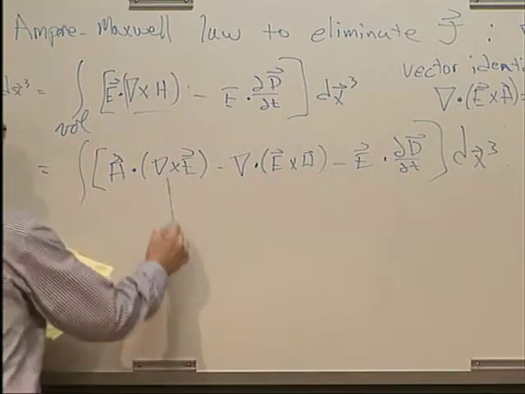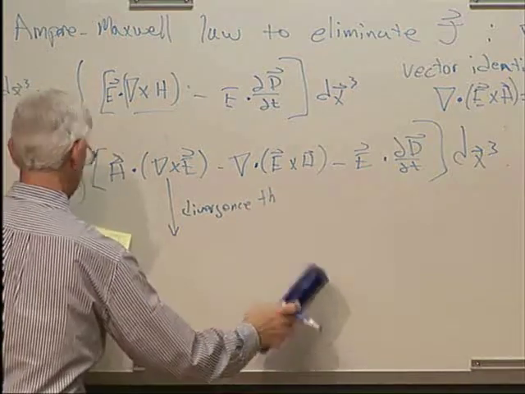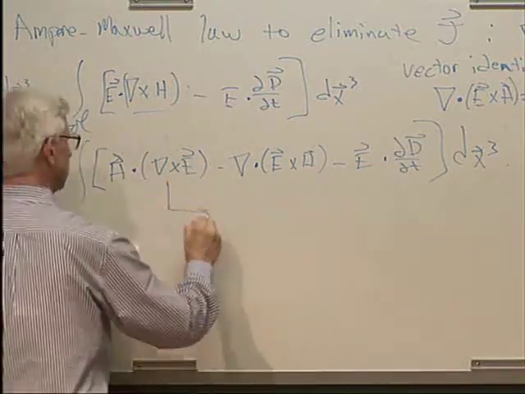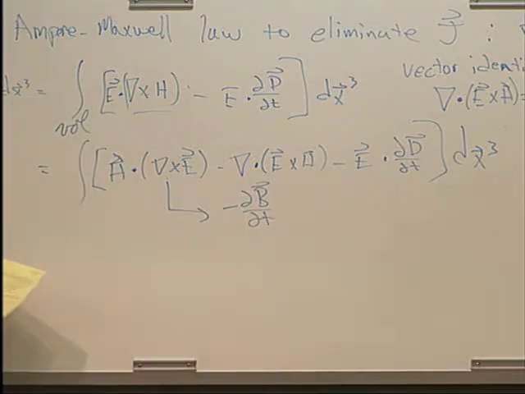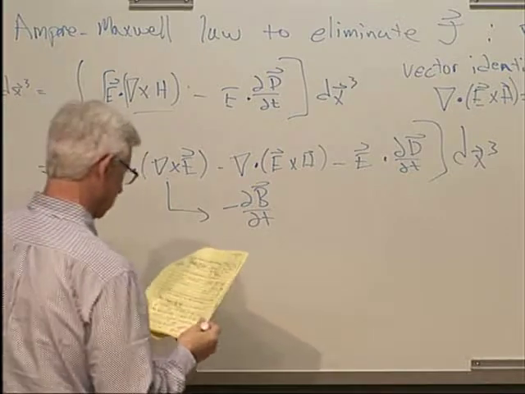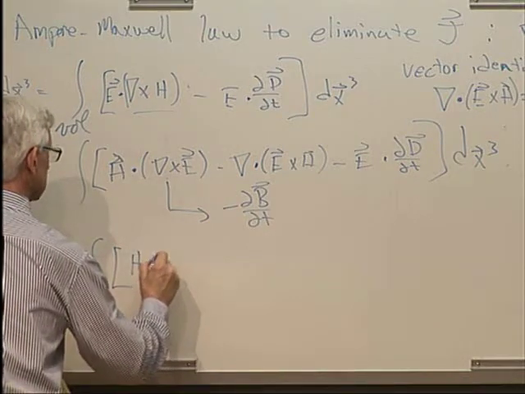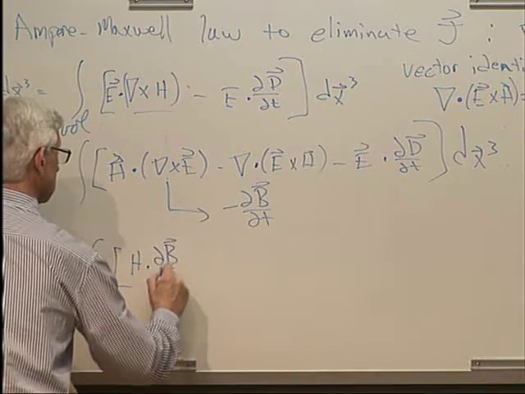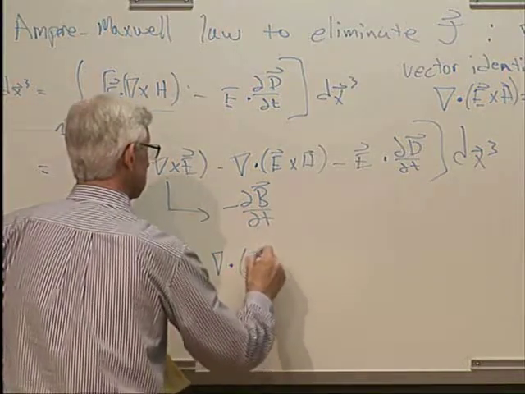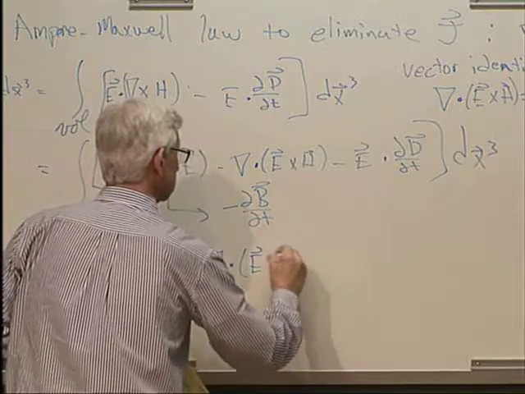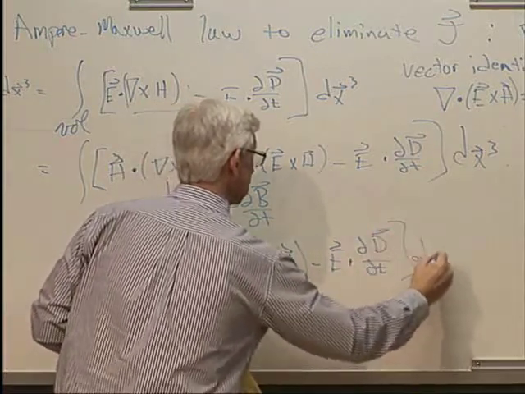So now we can apply the divergence theorem. One of the other Maxwell equations applies here. This del cross E is minus B partial with respect to time. So we're going to assume a couple of things here. Write it down. H dot partial B dt minus del dot E cross H minus E dot partial D with respect to time, dx cubed.